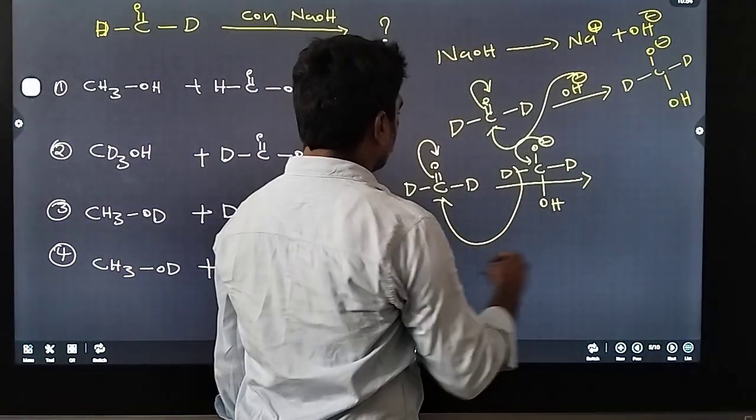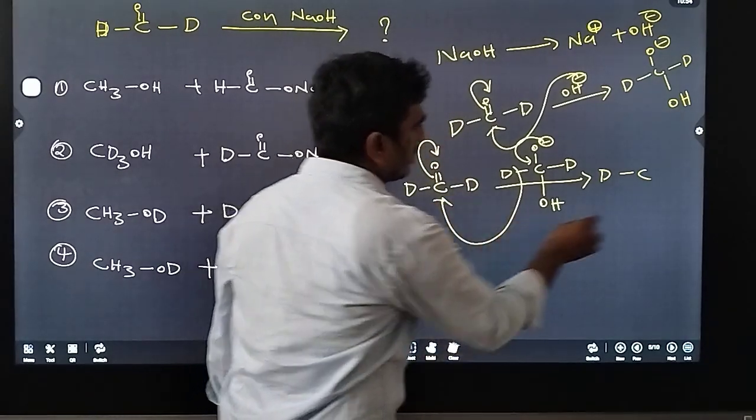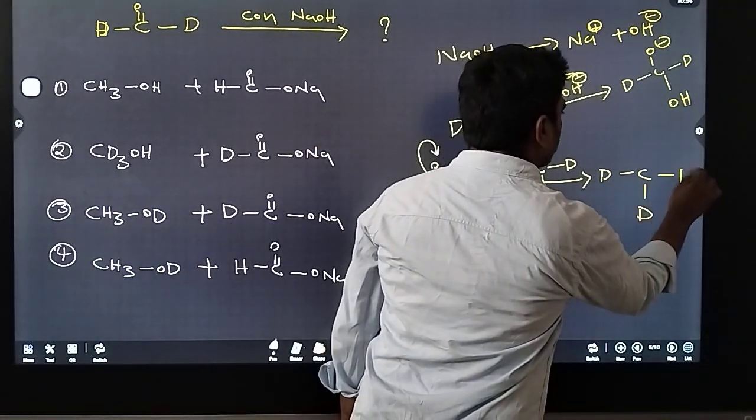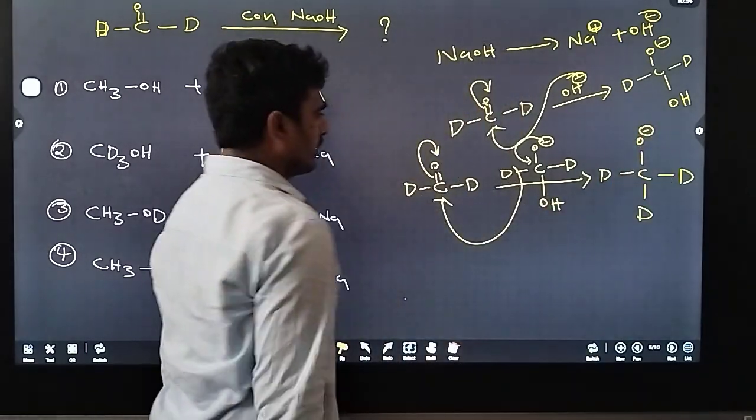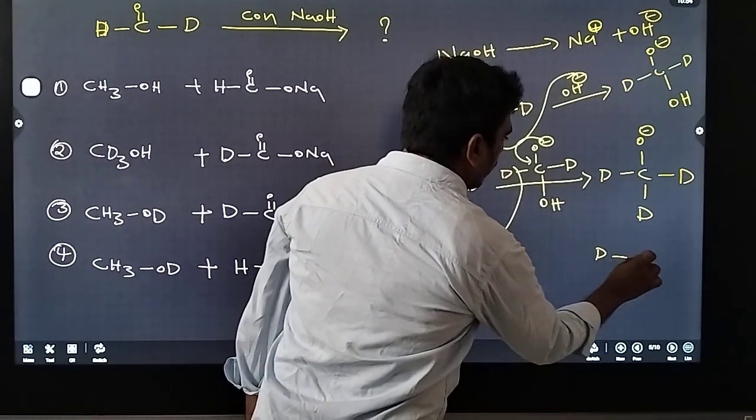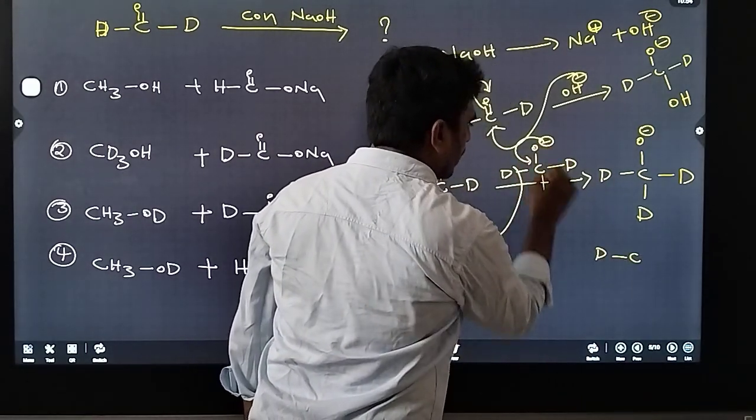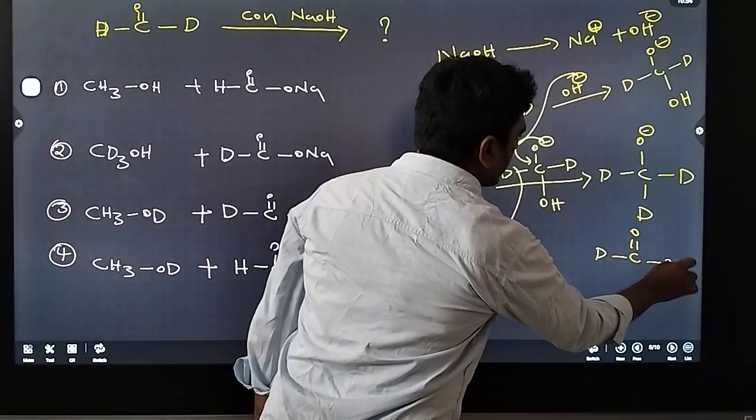So we get D, C. So here attack on D. So D. So then O minus. So remaining part D connected to carbon. Again electron displacement towards the double bond O. So remaining part is OH.